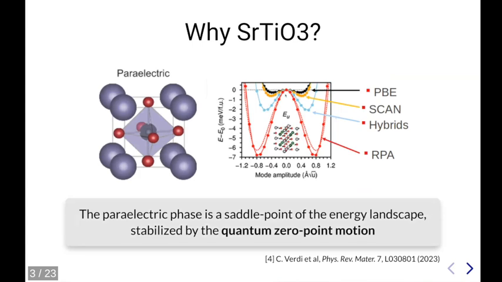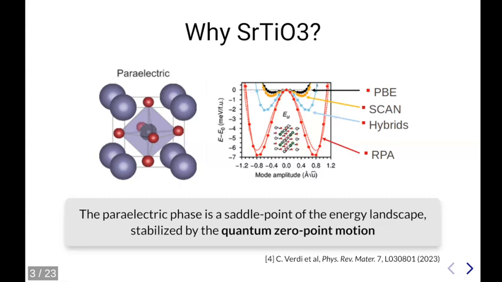However, if we try to do some calculations using ab initio density functional theory, we see that many different exchange correlation functionals, from GGA to meta-GGA, hybrids, and even RPA calculations, all agree that the paraelectric phase should be unstable, and it actually is a saddle point of the energy landscape. So are the theories that we use to describe this material completely wrong, or is something else happening? And actually what has been proved in this work by Carla Verdi et al.